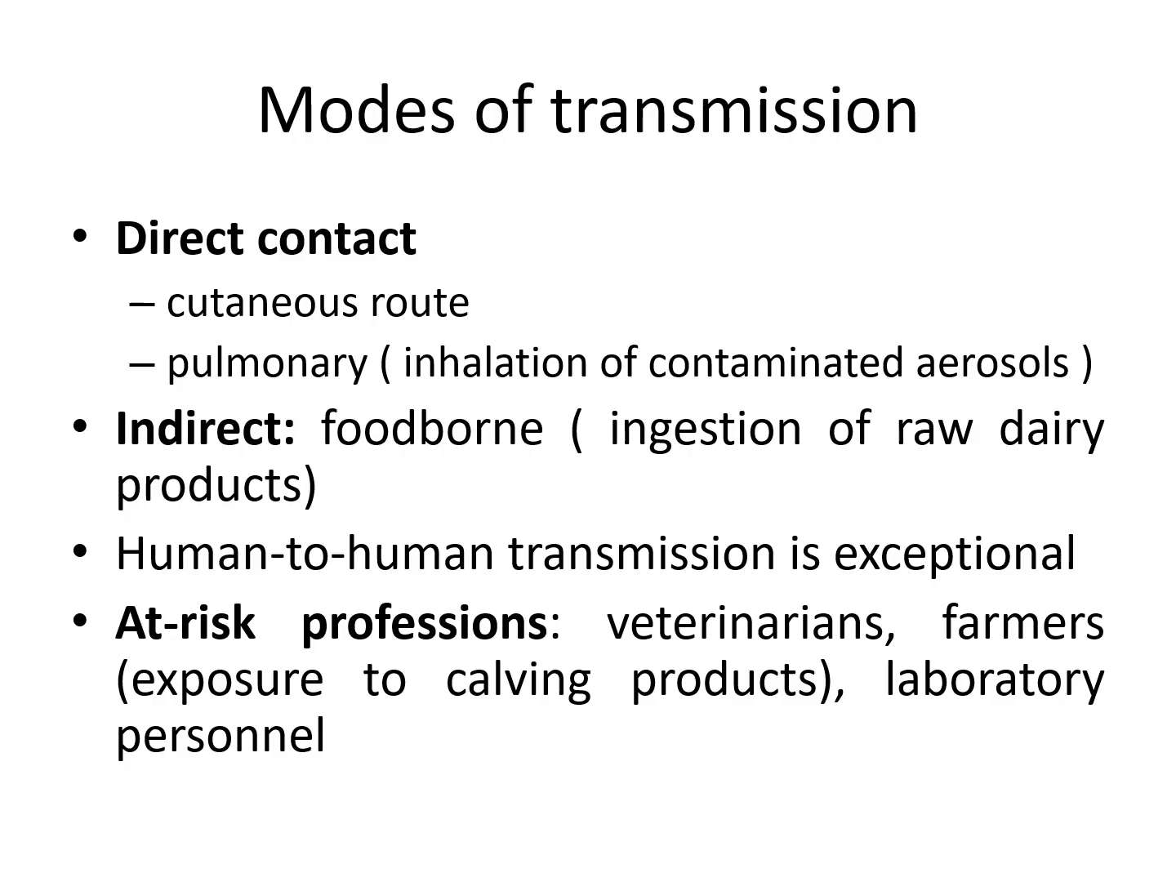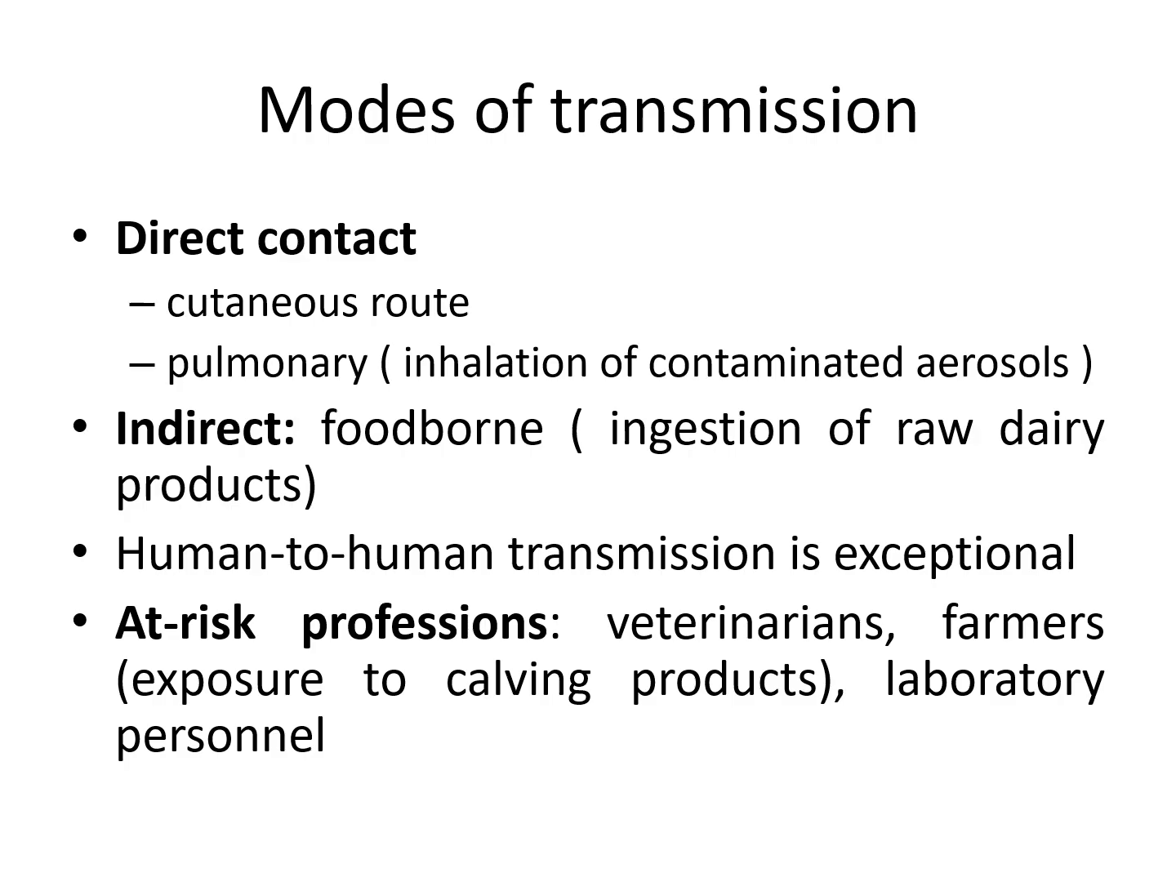So, how is it transmitted to humans? There are several routes. First, through direct contact with infected animals or their tissues. This can be via the cutaneous route, through broken skin, or the pulmonary route by inhaling contaminated aerosols.